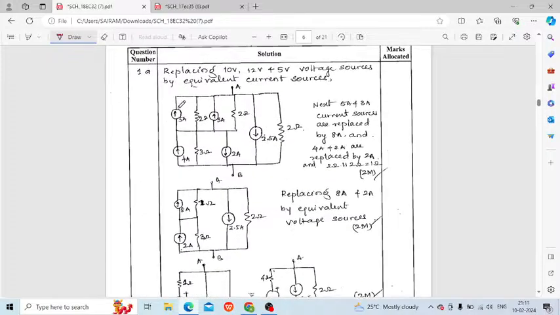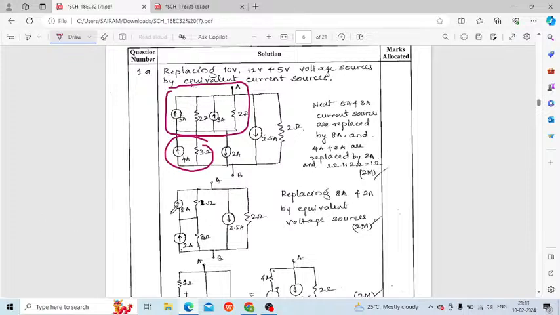So see, I told you this is 5 ampere and 2 ohm, and this is 4 ampere and 3 ohm, right? Now I told you that it is a practical current source in parallel. So I told you how to convert that. If you convert that, you get 5 and 3.